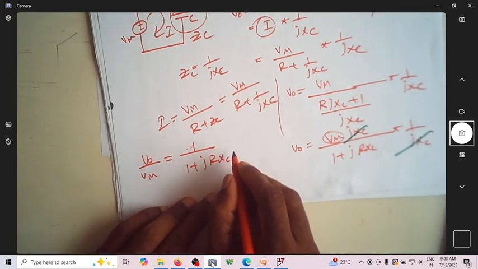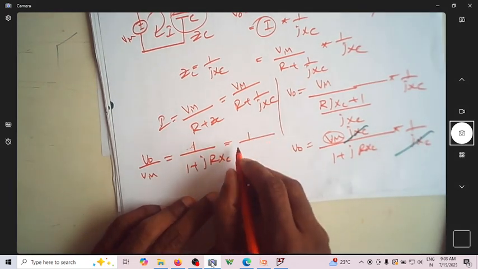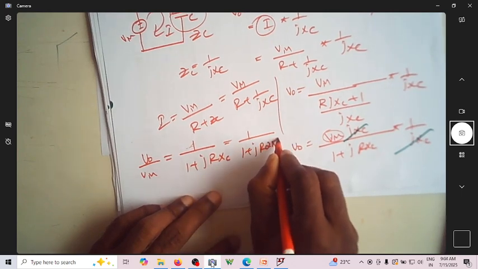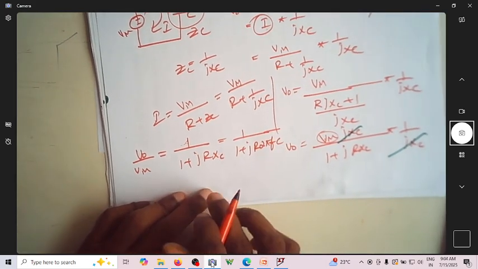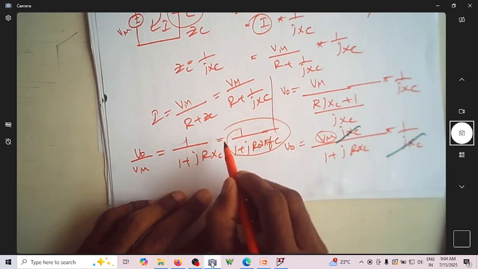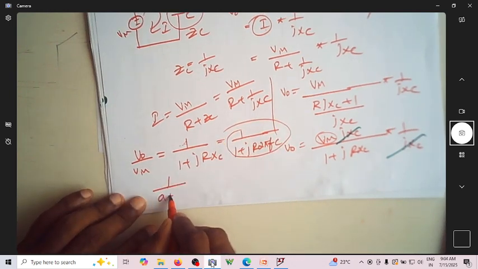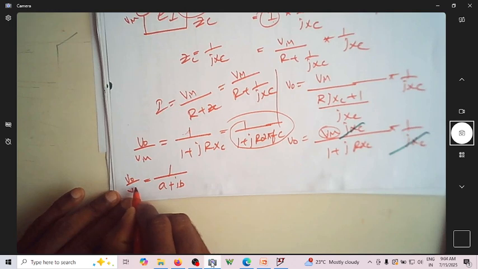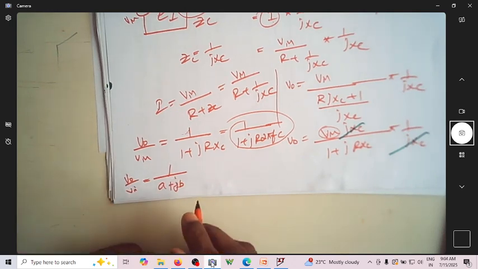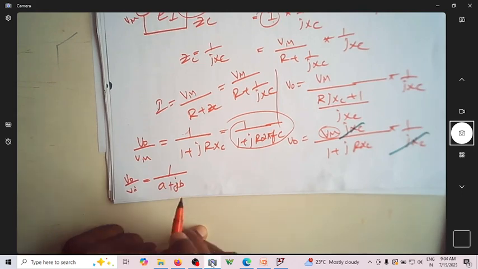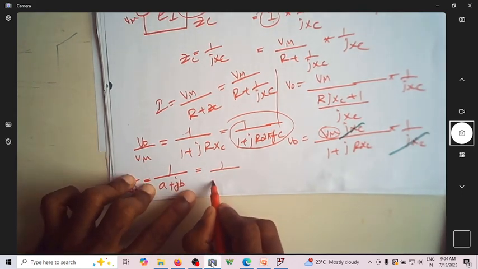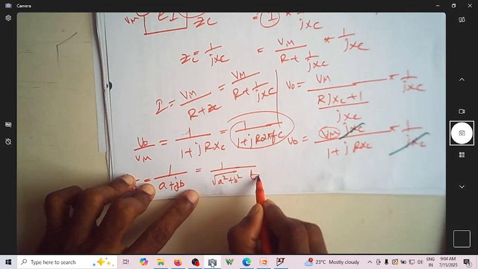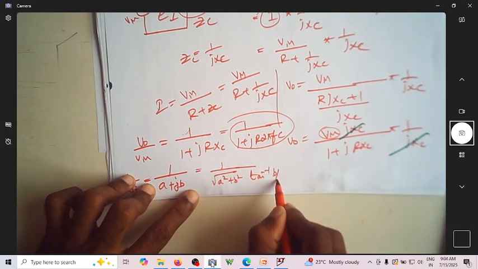So what is this XC? XC is nothing but 1 over 1 plus jR 2 pi fC, 2 pi fC. So now this is a complex quantity. So now we are having something like 1 plus jb. 1 plus jb is your complex quantity, which is V naught by V in. So now since it is complex in nature, this is going to have some magnitude and phase. So what is the magnitude of this? It is 1 over under root of a square plus b square, and phase is tan inverse of b by a. Correct?